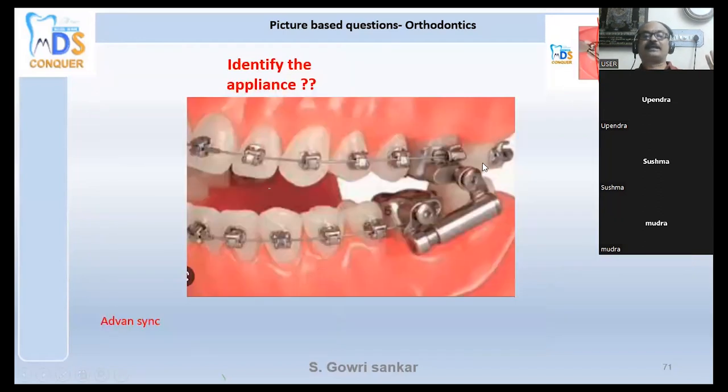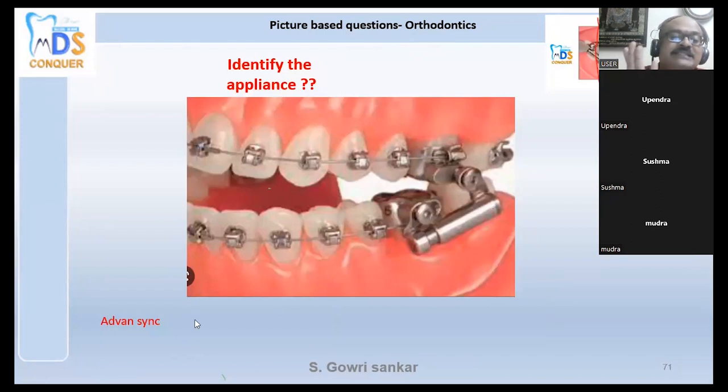So which appliance is this looking like? To all of the things which I have discussed so far, which appliance is it looking like? Yes, it is looking close to the Herbst. It is the recent modification of Herbst appliance. The piston and tube mechanism, instead of attaching at the canine region by the crown portion, is attaching to the lower molar. Whatever it may be, the principle is to propel the mandible forward.